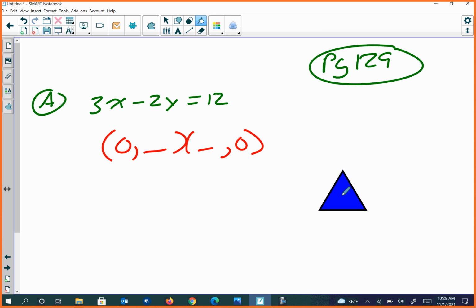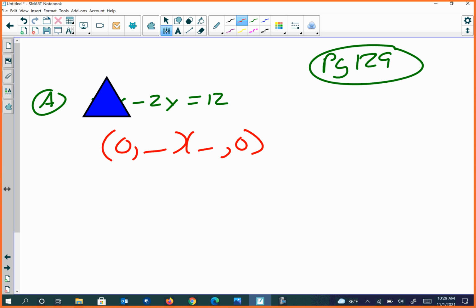Okay. So then we're going to look at that and say, okay, is that an x or a y value? Well, it's an x, so negative 2 times what number gives me 12? Negative 2 times what number gives me 12? 6. Positive or negative? Positive 6 would make it negative 12. So negative 6, okay?